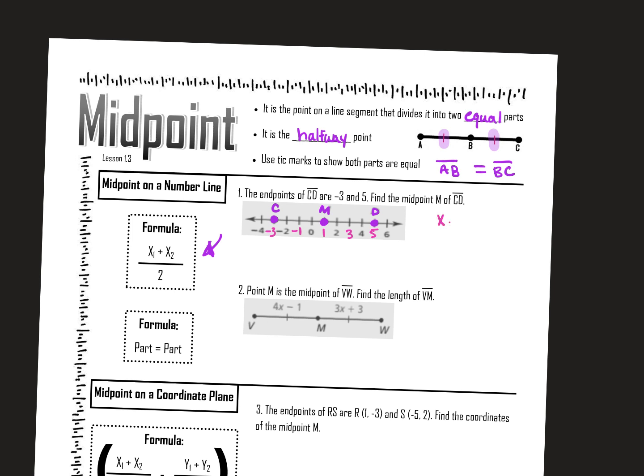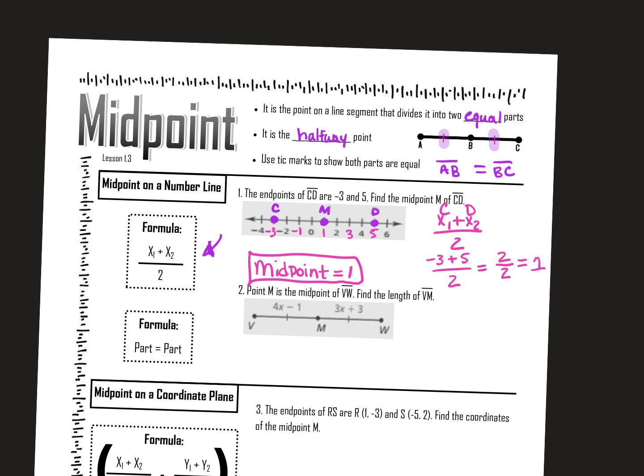We are going to use the formula x1 plus x2 over 2, where x1 is represented by C and x2 is represented by D. So I'm going to have -3 plus 5 divided by 2. And -3 plus 5 is going to be 2, and then over 2. And anything divided by itself, y'all, is going to be 1. So we know that the midpoint is at 1. And that would be our final answer for this question.